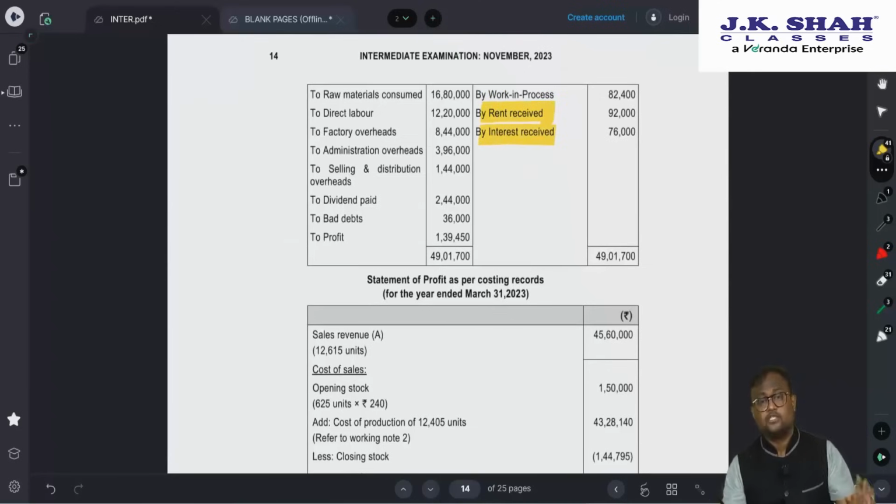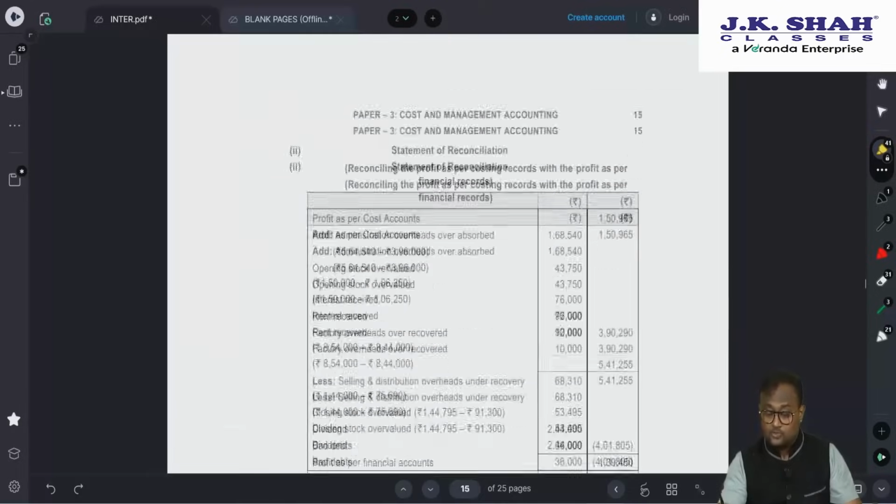Interest received and rent received are ignored because they are not related to the product. Bad debts is ignored because it is a financial expense. You have to write a note that alternatively, it can be treated as selling and distribution as well, because bad debts is an outcome of credit sales. And dividend is ignored as it is an appropriation of profit. When you ignore something, you have to write a note. Please don't forget that. When you ignore something from the question while preparing the cost sheet, you will have to write a note. So, that's what we have got.